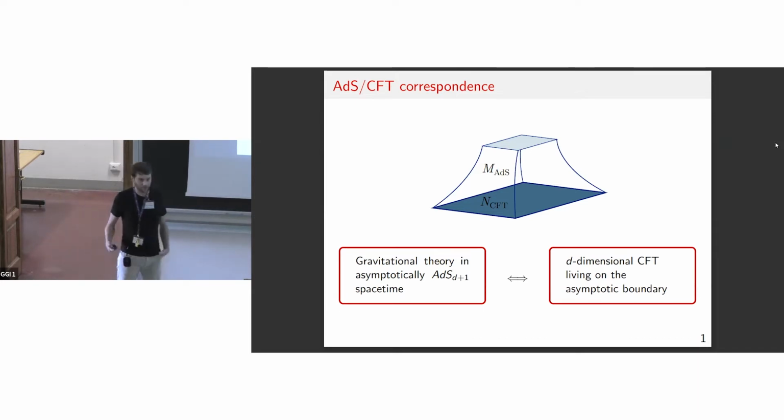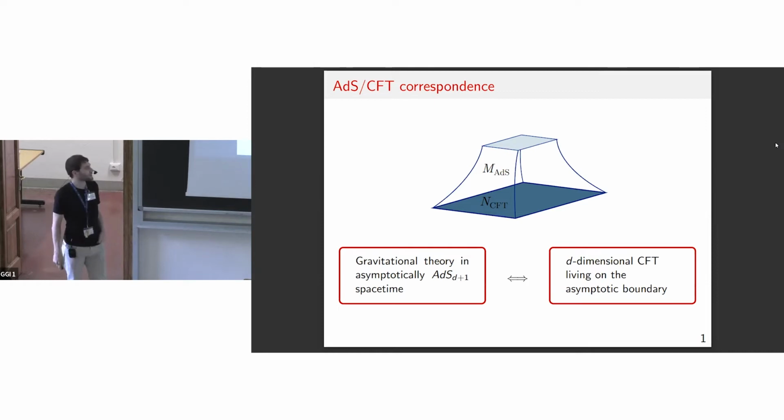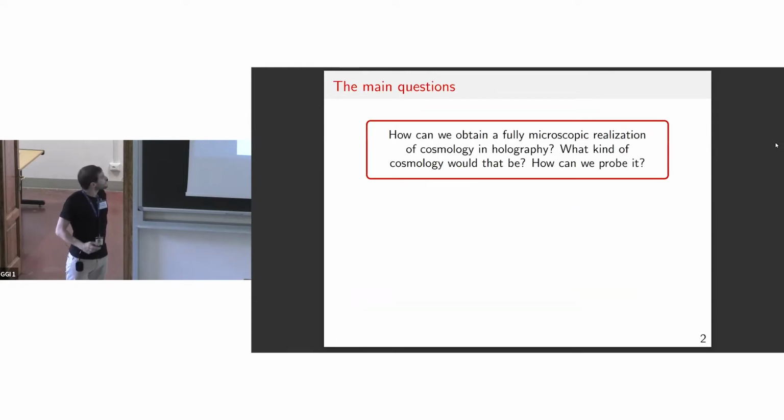All of them have pros and cons. The approach I'm gonna be describing today is one that Mark Van Raamsdonk introduced a couple of years ago, and then I and Mark have been working on since. So the question we want to answer is, how can we obtain a fully microscopic description of cosmology in terms of some dual theory? And if we get this kind of cosmology, then what kind of cosmology would that be? So what eras would we have, or how can we probe it, starting from this microscopic theory dual to it?